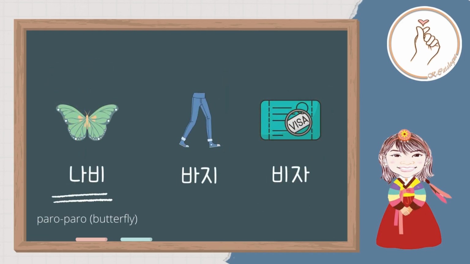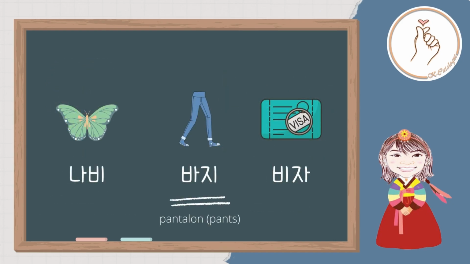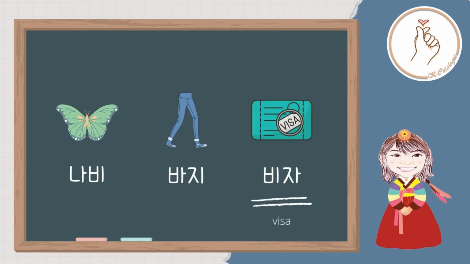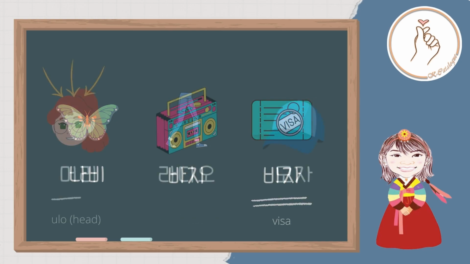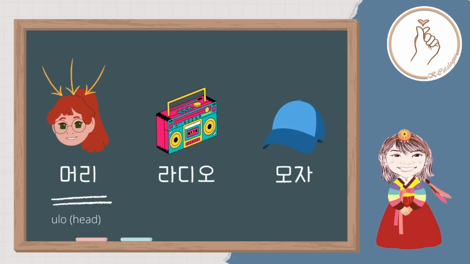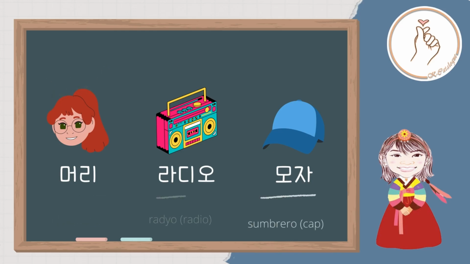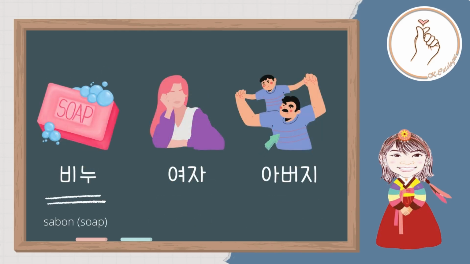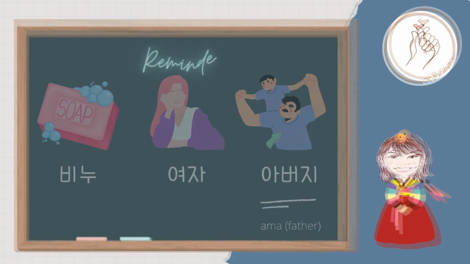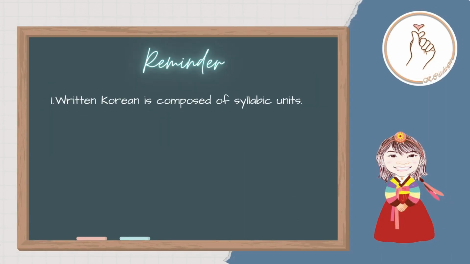Now, next slide, we have nabi, baji, biza. Now, we have mori, radio, moja. Next, binu, 여자, 아버지. Let me give you some reminders.